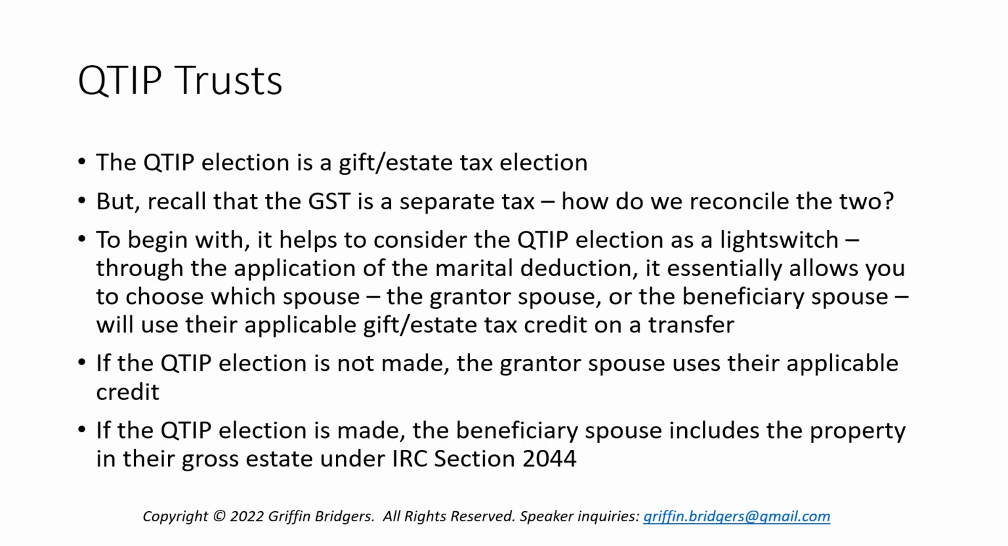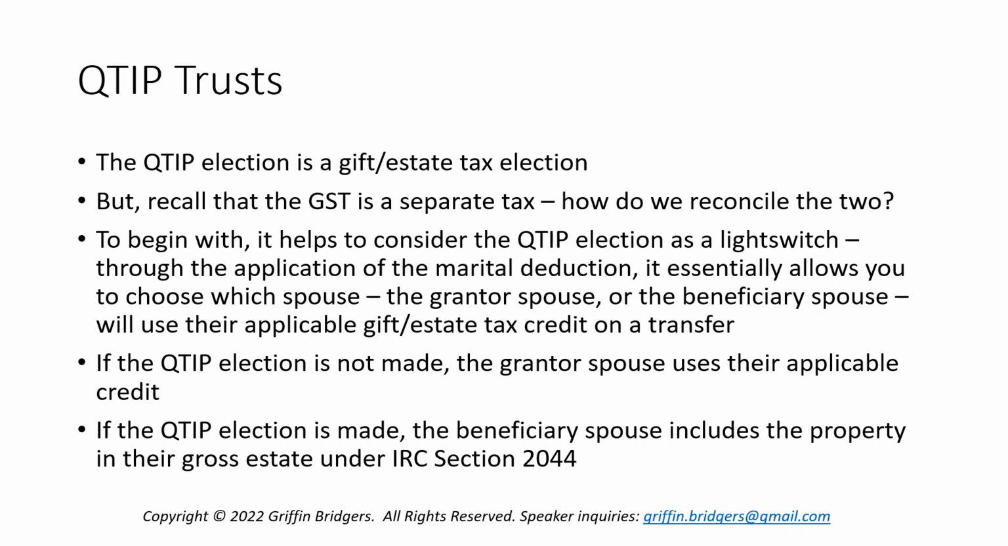So against that backdrop, one point I always like to point out is that the QTIP election is kind of like a light switch that you can turn on or off. And really what it does, through the application of the marital deduction, is allow you to choose which spouse, either the grantor spouse, the one creating the trust, or the beneficiary spouse, the one who's the beneficiary of the trust, will use their applicable gift or estate tax credit on the transfer to the trust and/or the transfer to the remainder beneficiaries of the trust. So essentially you're looking at the same pool of assets and figuring out who uses their applicable credit.